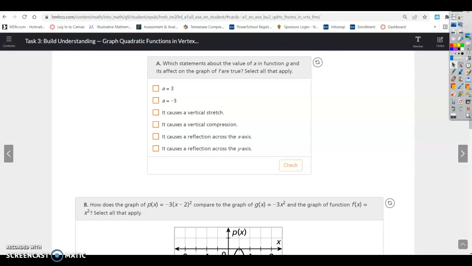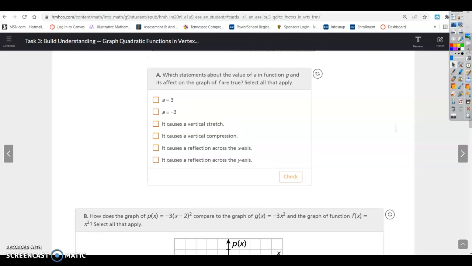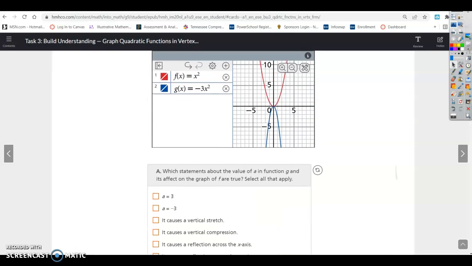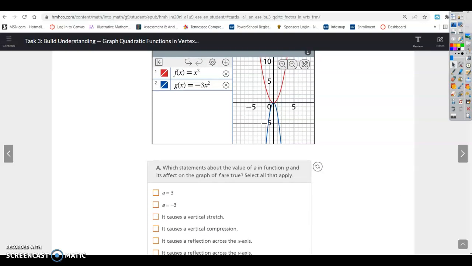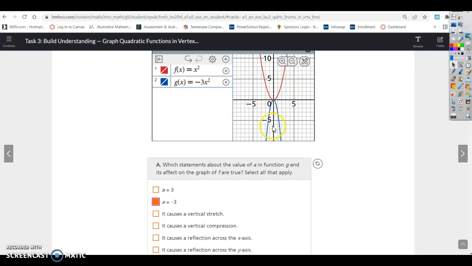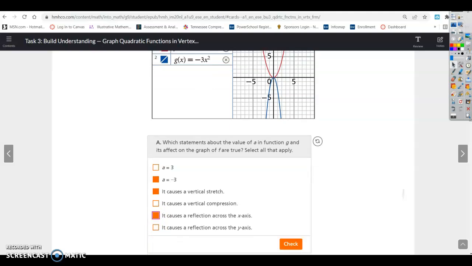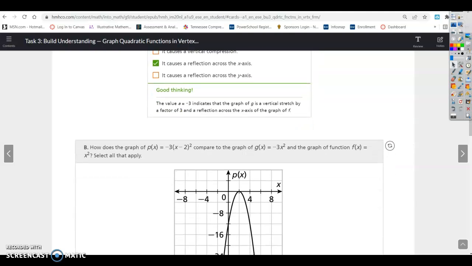All right, so it says which statements about the values of a in function g and its effect on the graph of f are true. So x squared and negative 3x squared. This one says a is 3. This one says a is negative 3. You can see here that a is negative 3. It causes a vertical stretch. That is true. It causes a reflection across the x or the y. It reflects across the x-axis. That is true as well.